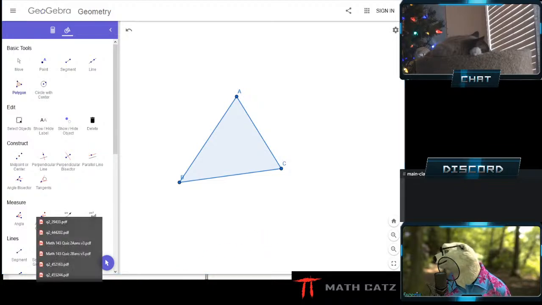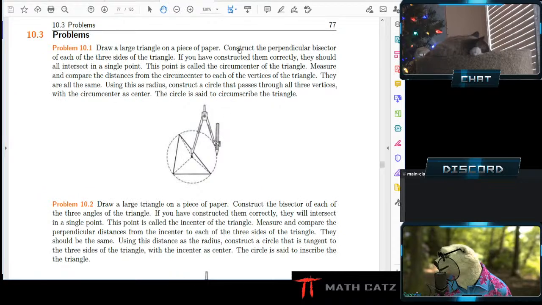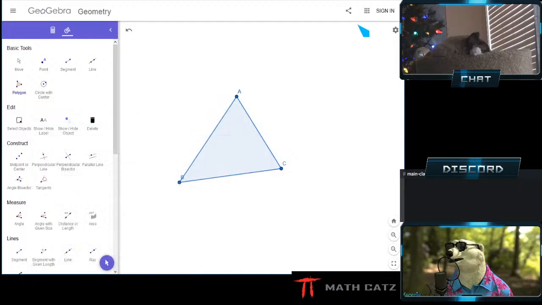How do they suggest we do this? Construct a perpendicular bisector of each of the three sides of the triangle. Okay, we know how to do that. If you constructed them correctly, they should all intersect in a single point. Okay, we'll see. This point is called the circumcenter of the triangle. And then measure and compare the distances from the circumcenter to each of the vertices. They're all the same. Use that as the radius. Construct a circle to pass through all the vertices. Wow, one thing at a time. That was a lot of words.